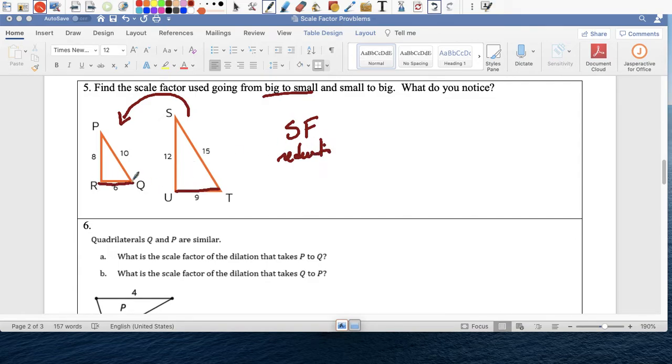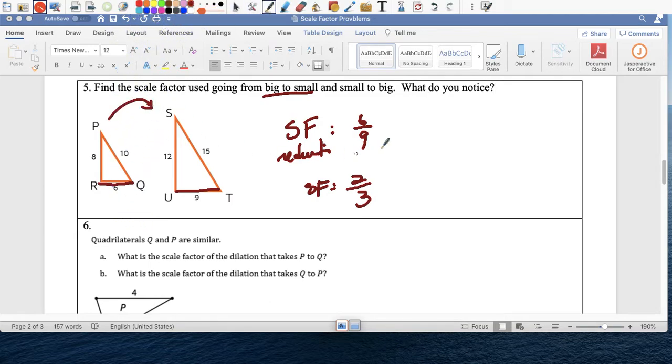You could have picked any pair. For 9 and 6, if it's a reduction, it's small over big. So 6 over 9, which I'm going to reduce even more. The scale factor is 2/3. Now for an enlargement, let's go the other way. Pretend that you had a small triangle and you made it bigger.